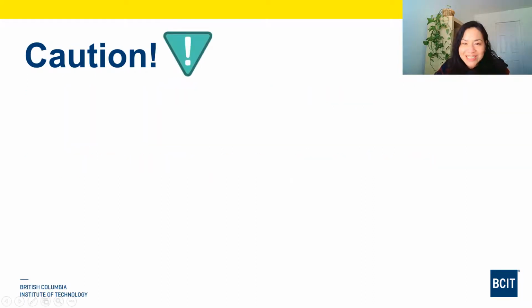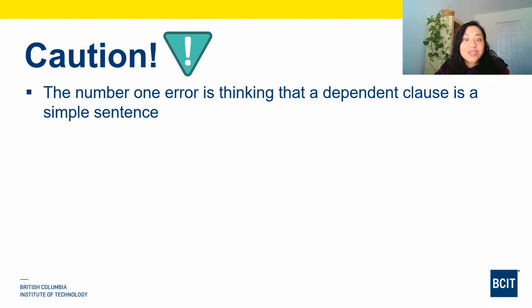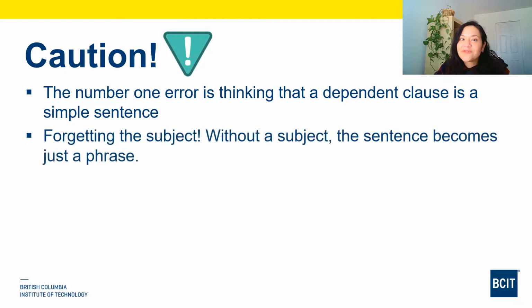A note of caution: Some common errors that happen with simple sentences are thinking that a dependent clause is a simple sentence. This is probably the number one error. Next, forgetting the subject. Without a subject, the sentence just becomes a phrase.